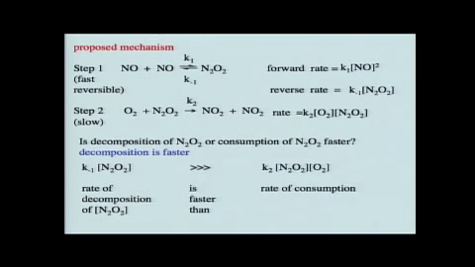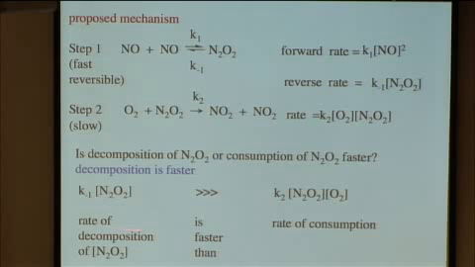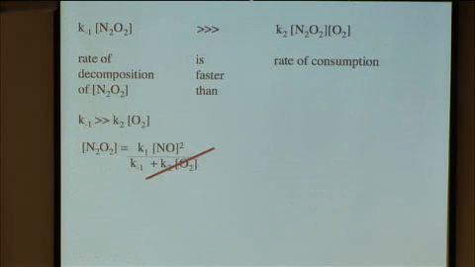So what we're then saying, here's the words, here's sort of the equations, is that this term here, this k minus 1 times the intermediate term, is a lot bigger, because this is faster than this. This is slow. The rate of consumption is slow. So k minus 1 is going to be a bigger number than k2 times O2. If this is a fast step, that's a big number, k2 is a small number, it's slow. If this is a lot smaller than k minus 1, and these are both appearing in the bottom of the equation here, that allows you to get rid of this term.